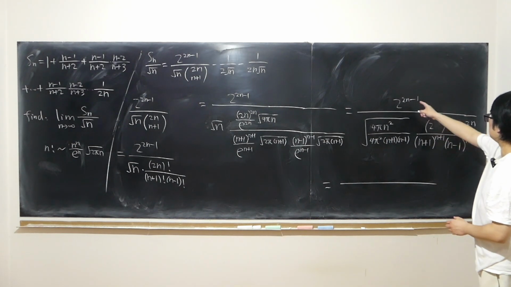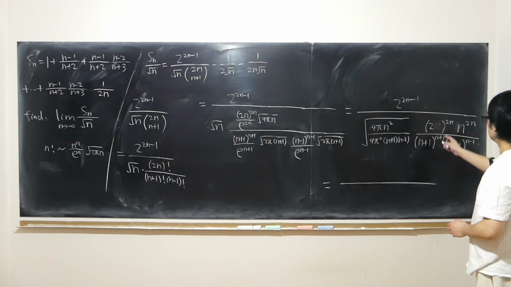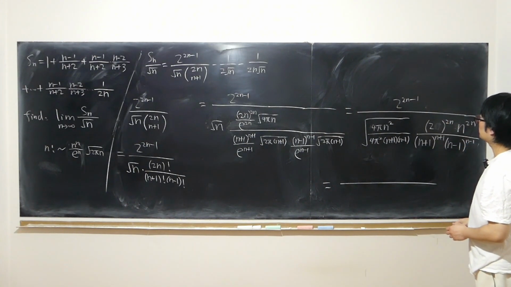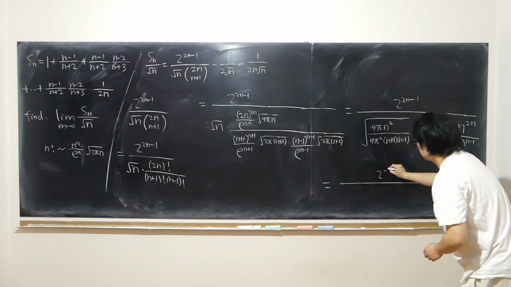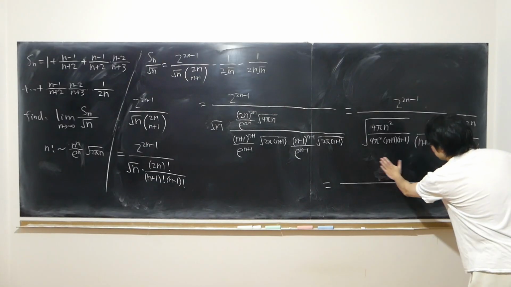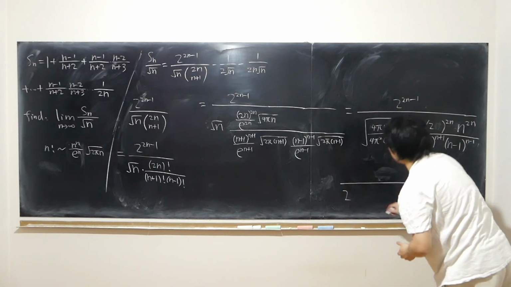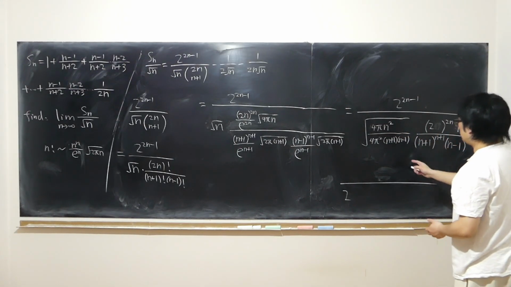So this and this, they can simplify. Right? 2 to the 2n over 2 to the 2n minus 1, that's 2 to the negative 1. All right, that's half. Put the 2 down here, same thing. Simplify this one.